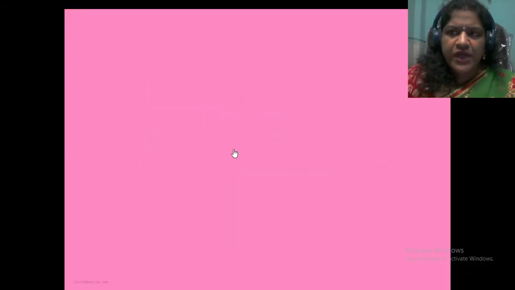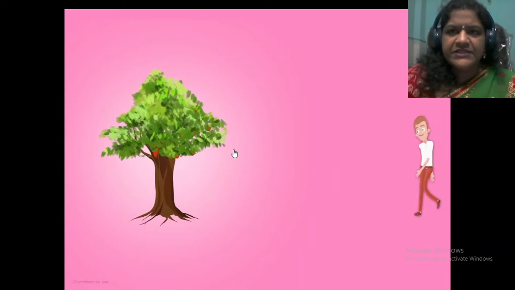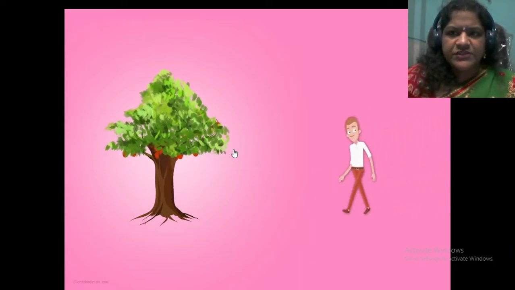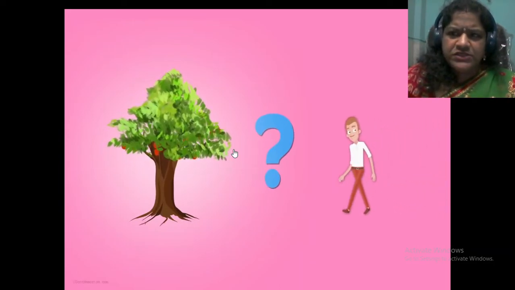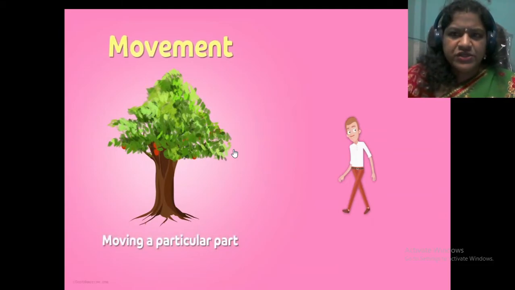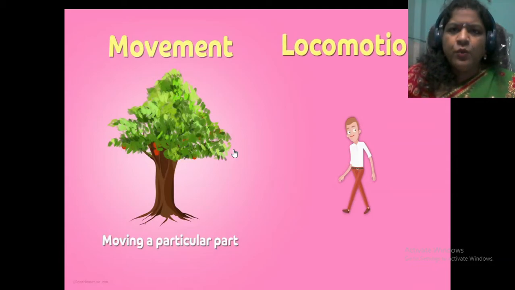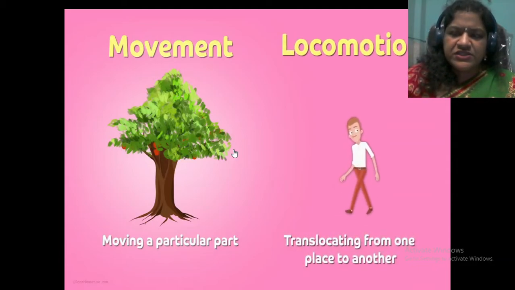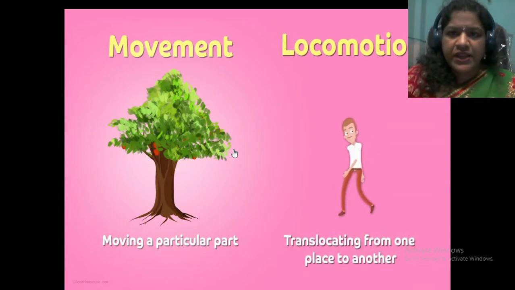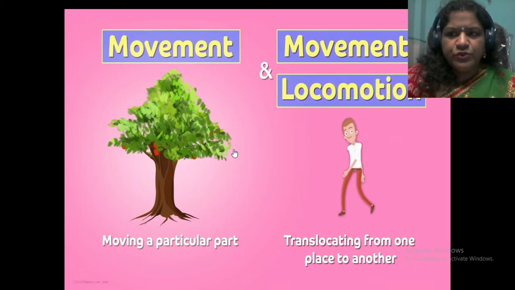Locomotion is a boon to animals. We find plants and animals moving as well as locomoting. So what's the basic difference between the two? Well, movement is just moving a particular part, while locomotion is translocating from one place to another. Hence, we say plants only move, while animals can carry out both movement and locomotion.